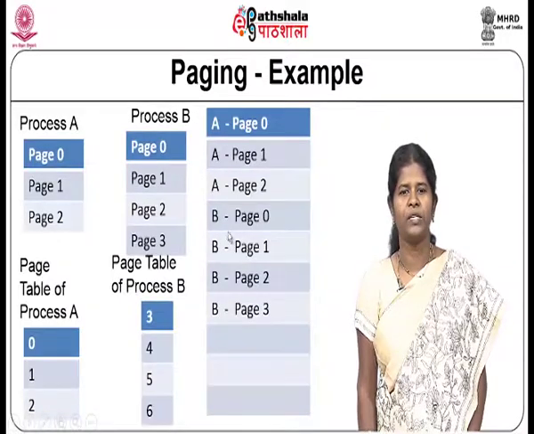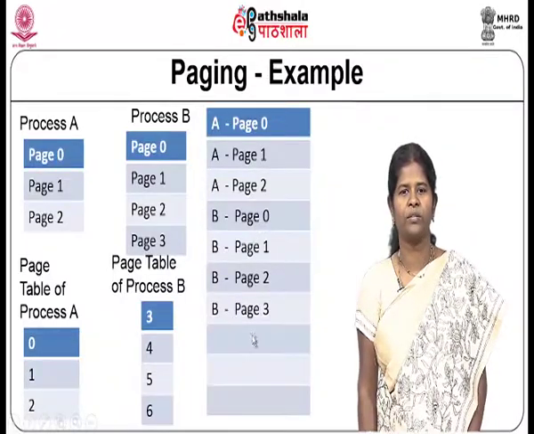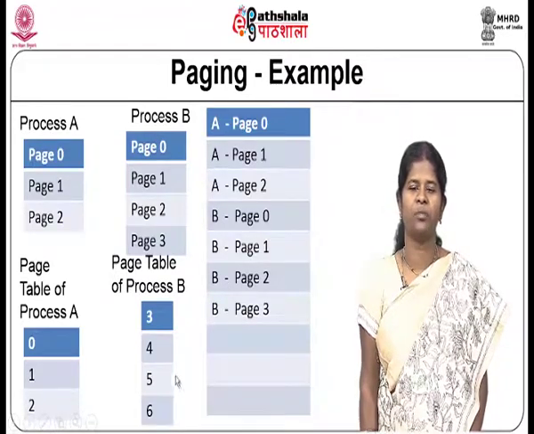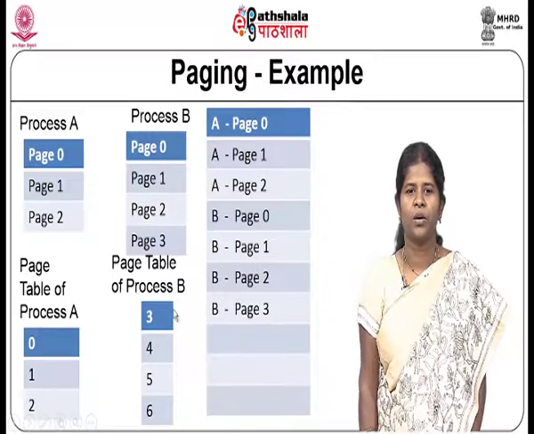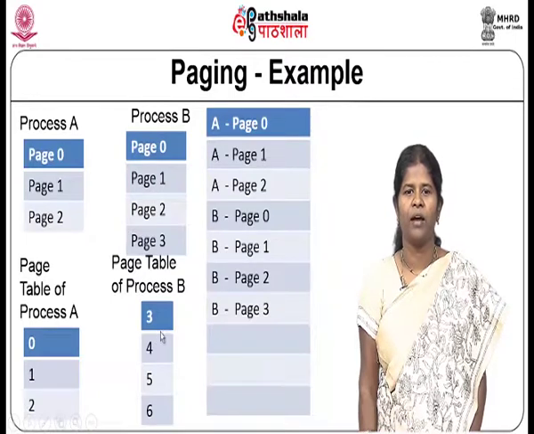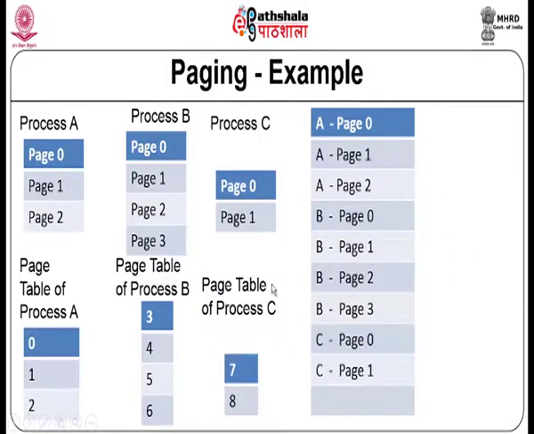Once all the 4 pages are placed into the physical memory, you place pages 0, 1, 2 and 3 of process B into the physical memory, and you also update the page table of process B. So, you remember that page 0 of process B is kept in frame number 3, page 1 in 4, page 2 in frame number 5 and page 3 in frame number 6. So, that is also updated. Say another process arrives, process C. Process C has only 2 pages, and these are kept in 2 frames in the physical memory, frame number 7 and frame number 8.